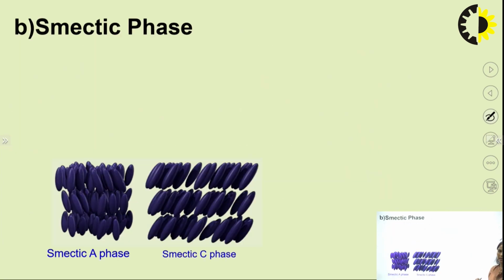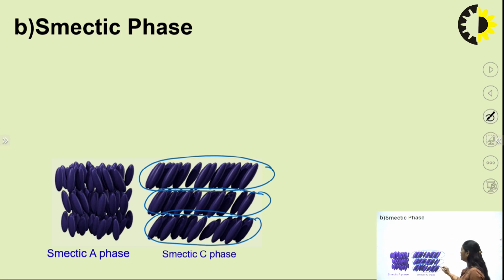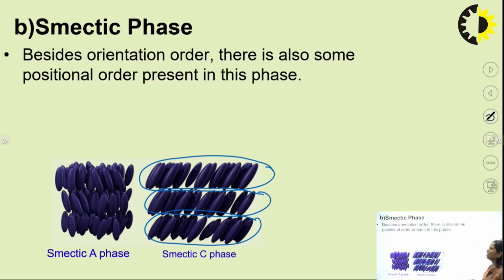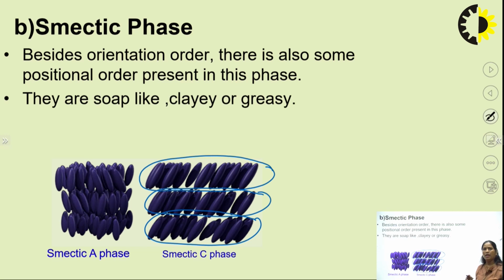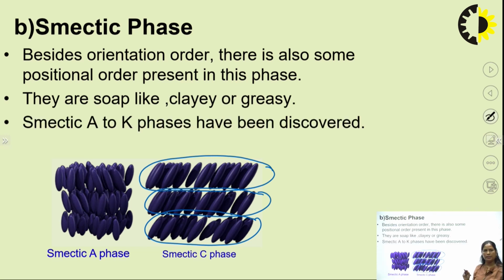Next phase is smectic phase. So, you can observe these are the phases which have some degree of positional order, like solid, but these are not solid because in these, molecules are actually moving within the layer. So, what does smectic mean? Smectic means soap-like. Besides orientational order, there is also some positional order present in this phase. They are soap-like, clayey or greasy.